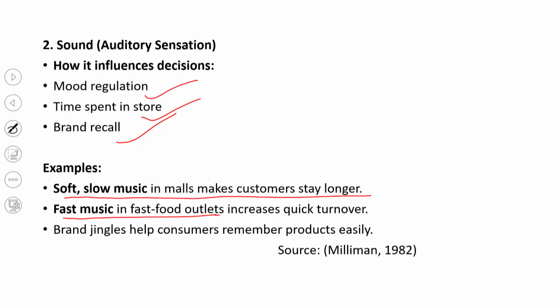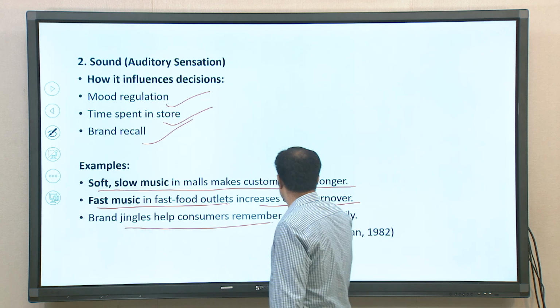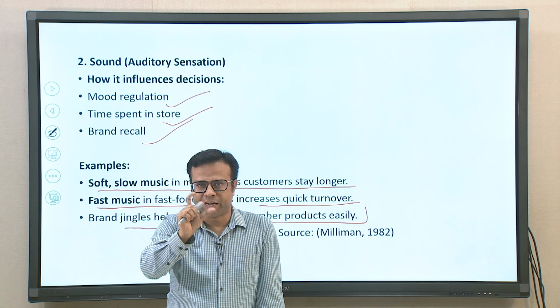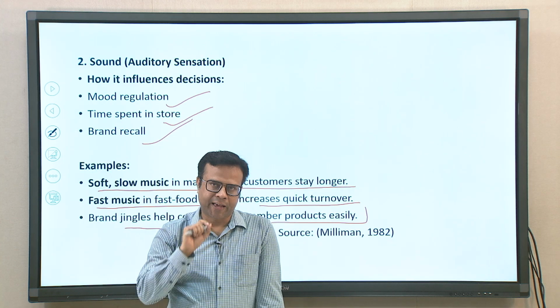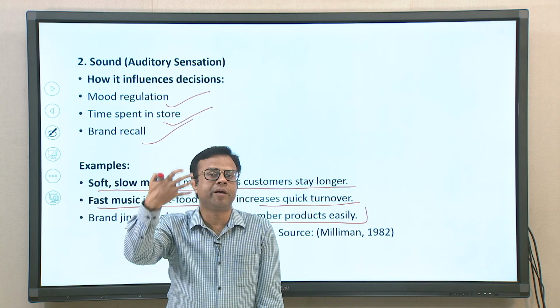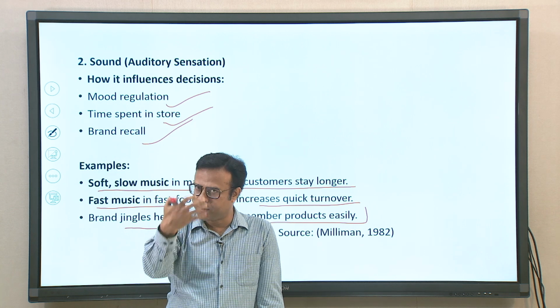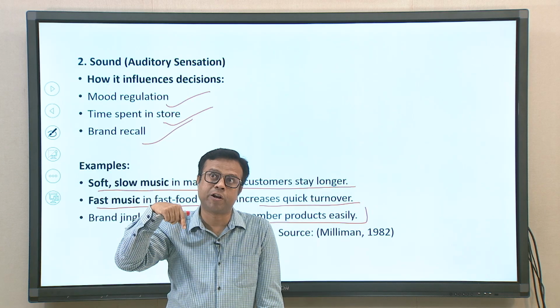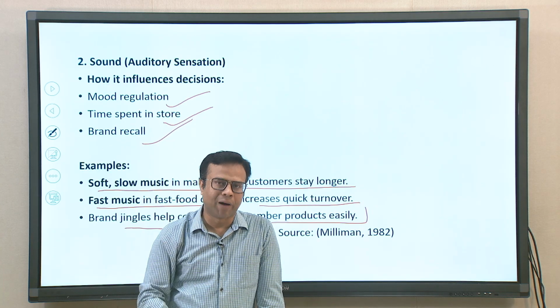Fast music in fast food outlets increases quick turnover. When fast music is playing, the people immediately go and then someone else will come, and that fastness is required in certain fast food outlets, because if you stay there for a long time, other customers will not find a place. Brand jingles help consumers remember a product easily. Many brands use particular jingles, small musical lines, and if they catch people's attention, then the recall value of the brand increases, and they keep playing those jingles in every advertisement everywhere. So, you will remember, okay, this is that product, and you are more likely to buy it.